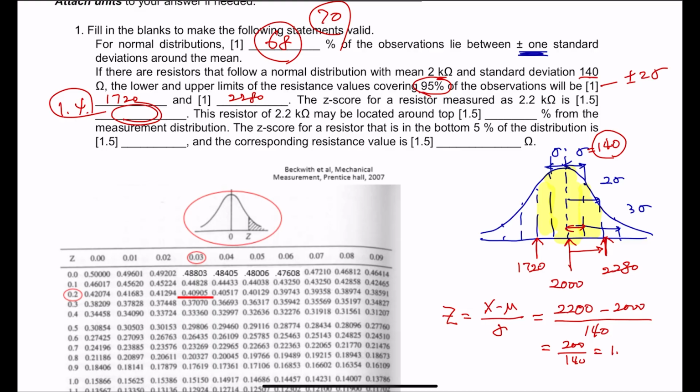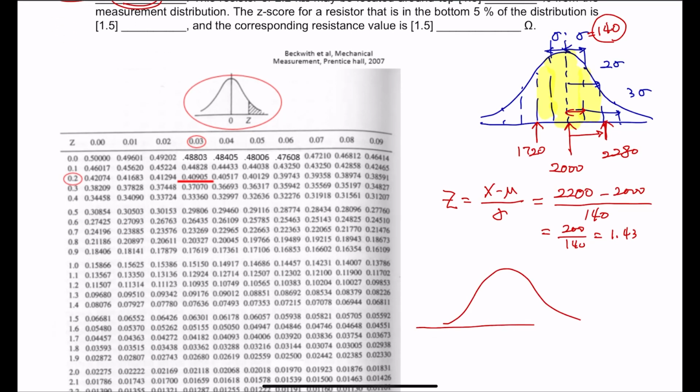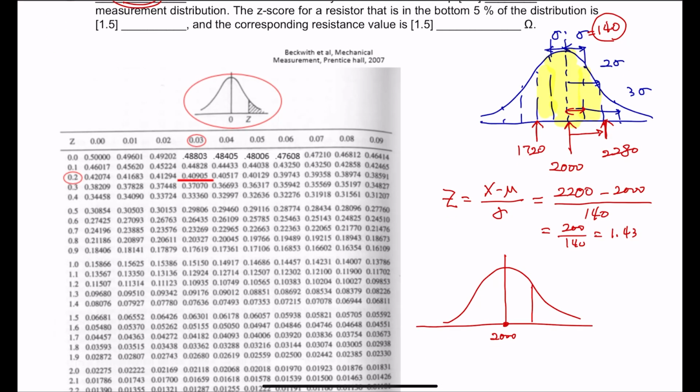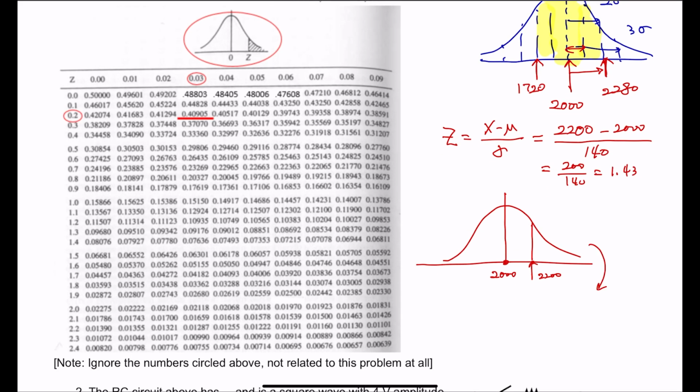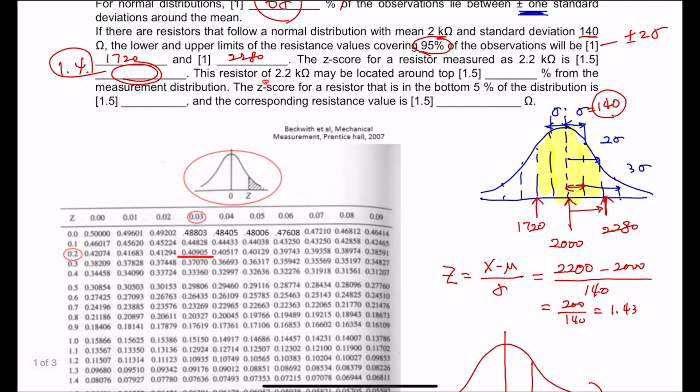1.43? Okay, thank you. 1.43. Okay, so what we have here is, from here we have 2000 and the value we got is 2200, right? And if we convert this into the standard normal distribution where we have 0 here, then this value will be converted into 1.43. And we're looking for this area, or yeah, it's asking what is this in top certain percentage.